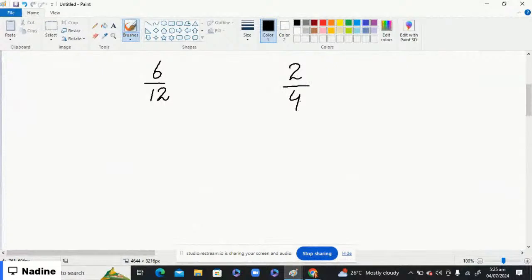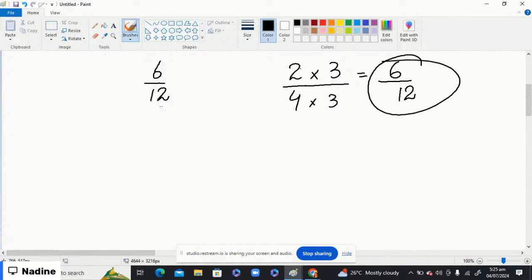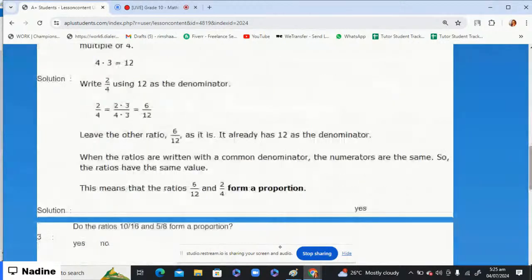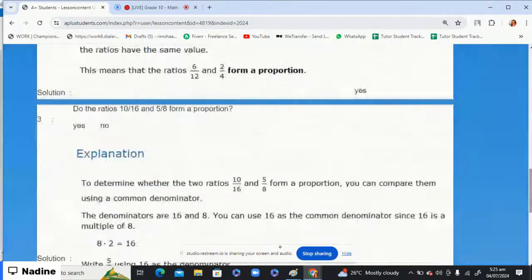We are going to take the smallest ratio, basically 2 by 4, and multiply to make the denominators equal. So it means 3 and 3. So 3 times 2 is 6 and 4 times 3 is 12. Look here, we get 6 by 12. So yes, we can say that these two ratios are equal, and these two ratios form a proportion.